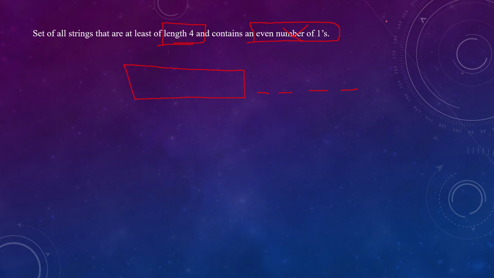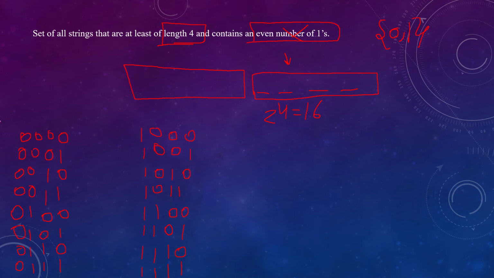Now as the alphabet of this language is 0 and 1, that means binary strings, so there can be 2 to the power 4, or 16, possible combinations for these 4 digits, right? The last 4 digits can have 16 possible combinations. Now what are those? At first let's write these 16 possible combinations which can be at the end. So these are the 16 possible combinations for these 4 digits.